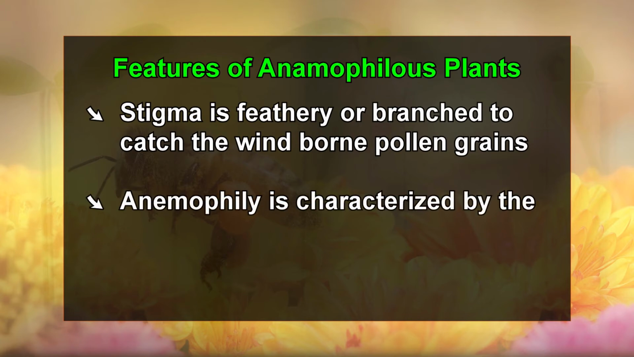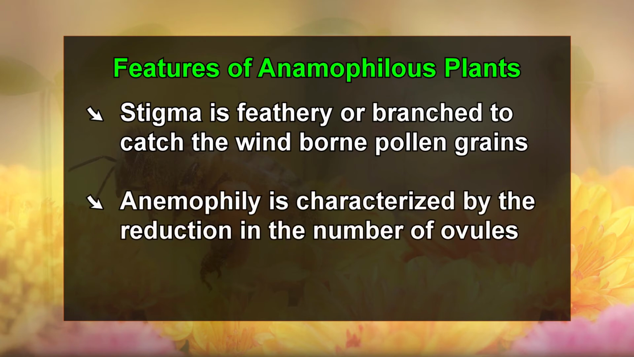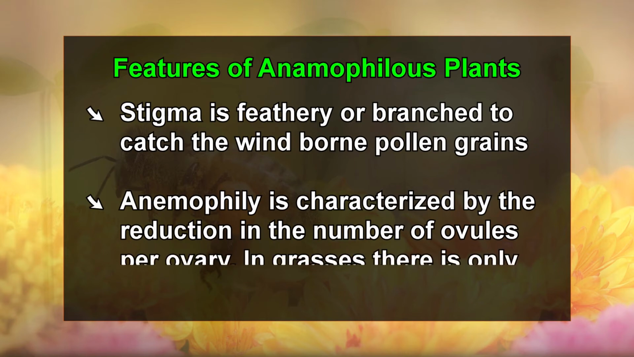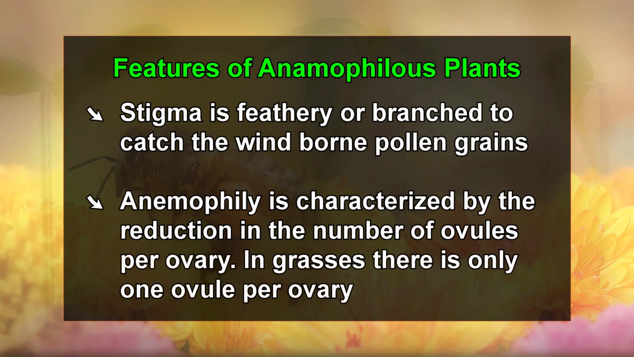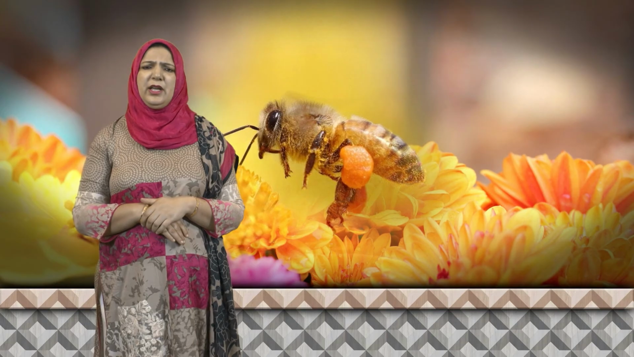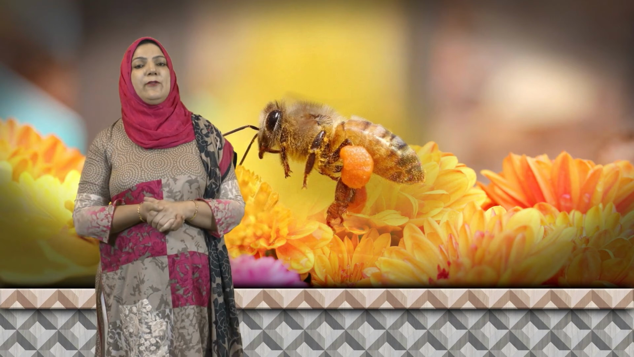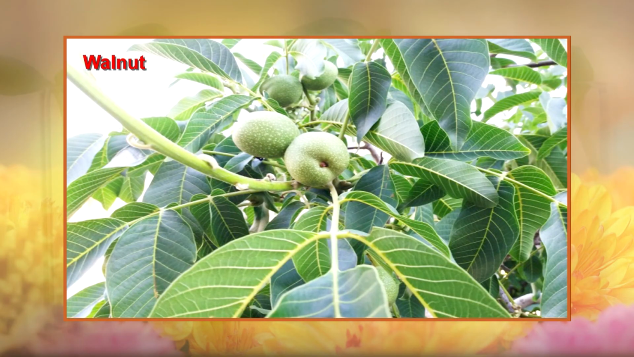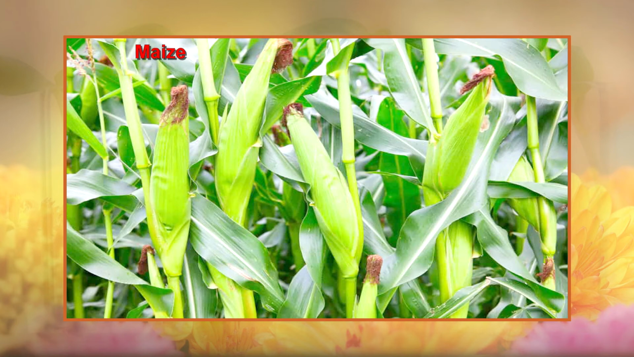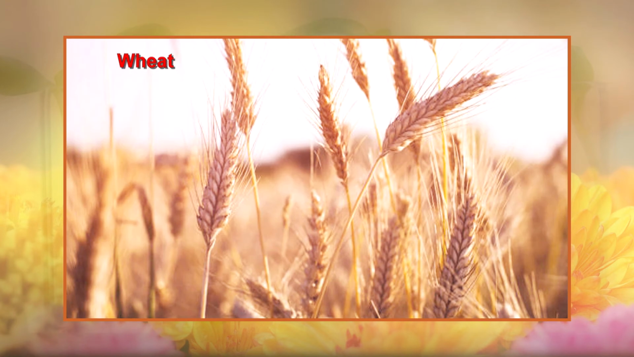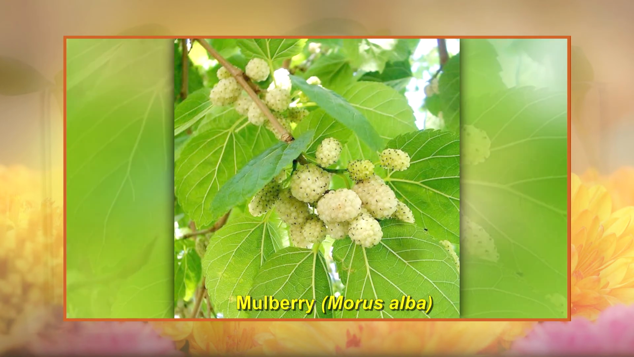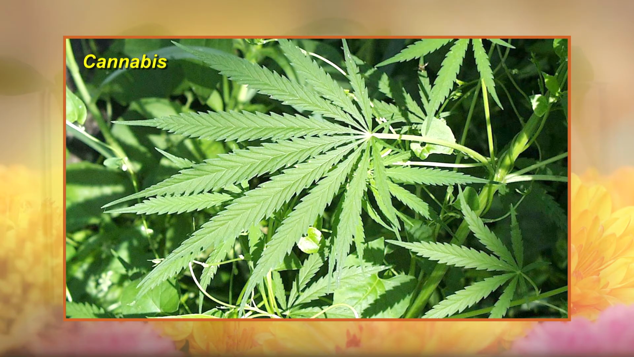This anemophily is characterized by the reduction in the number of ovules per ovary. In grasses, there is only one ovule per ovary. The most common examples of anemophilous plants are willow, walnut, maize, rice, wheat, mulberry, cannabis, etc.